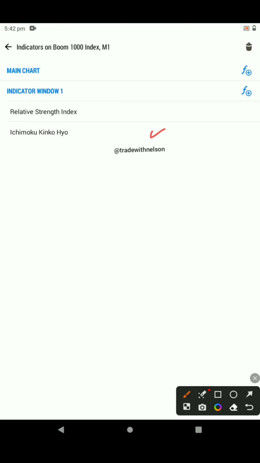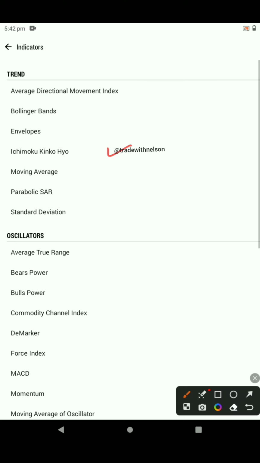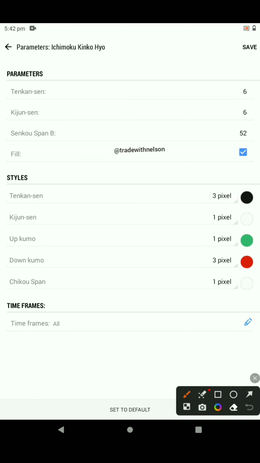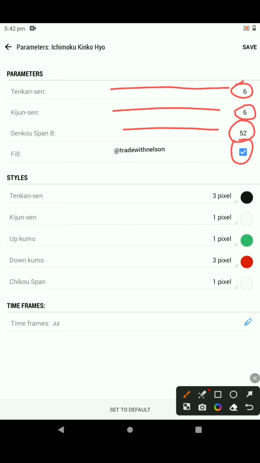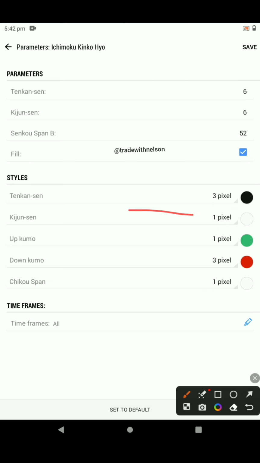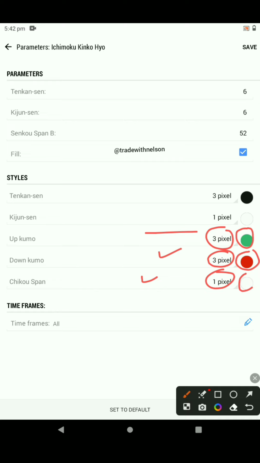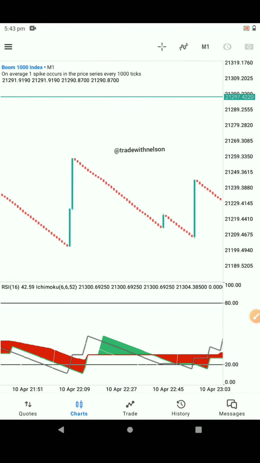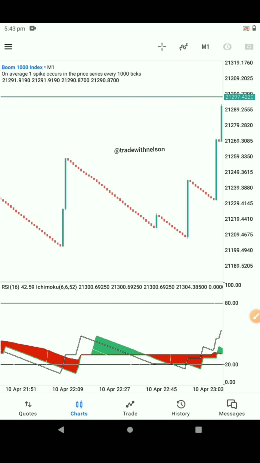For the second indicator, which is the Ichimoku, click on the F icon on indicators window 1. Ichimoku, click on that. Make this to be 6, this to be 6, this to be 52. Then fill this one. Then for this one, make it 3 pixel and select color of your choice. This one, make it 1 pixel and select color of your background. Then the up cloud, make it 3 pixel and select color of your choice. The down cloud, make it 3 pixel and select color of your choice. The Chikou span, make it 1 pixel and select color of your background. After that, click on save. So if you follow my settings correctly, your chart should look exactly as what you see over here.